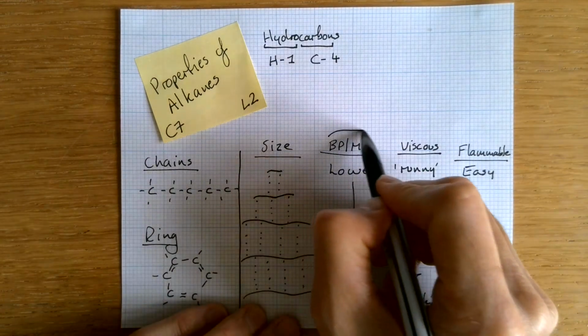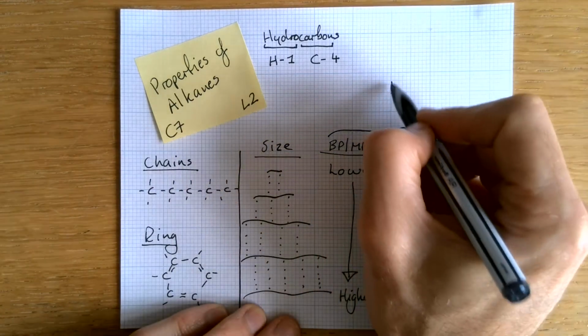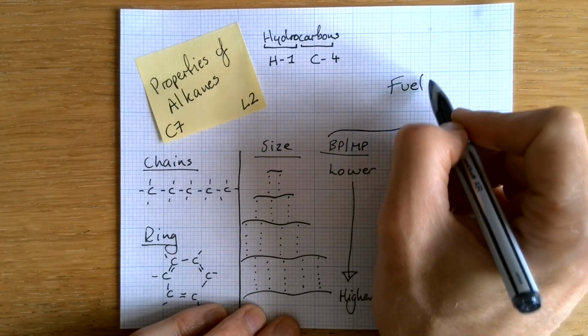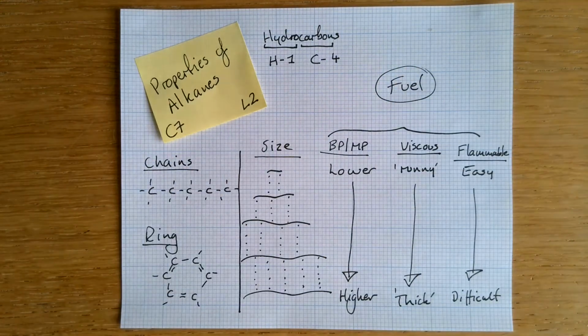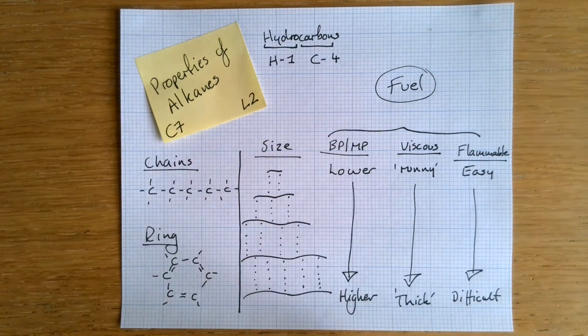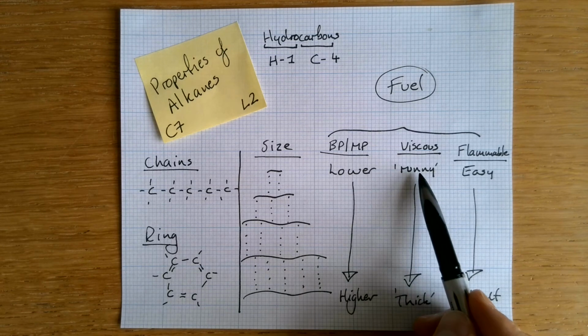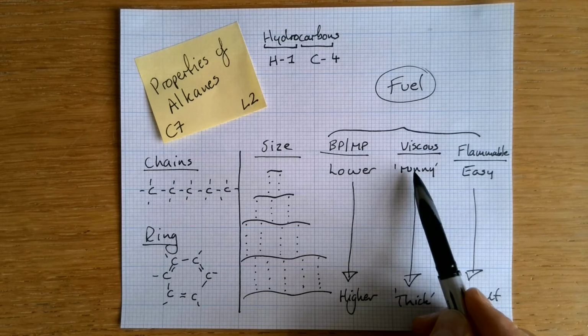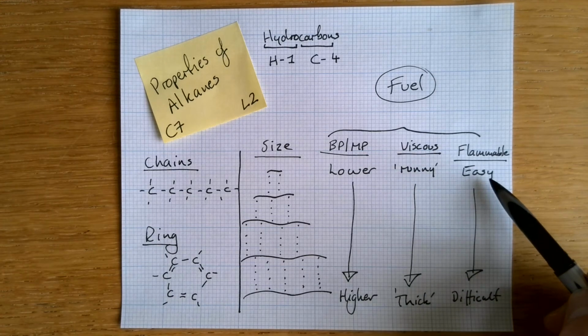All of this is important because we want to decide which one's the most useful as fuel. So let's have a look. We want something that would work at very, very low temperatures, so we want something with a low boiling point. We want something that will flow very, very easily, so we want it to flow through pipes and tubes from, say, a tank to the engine very, very easily. So we want something that's runny, and we want something that's going to burn very, very easily as well.